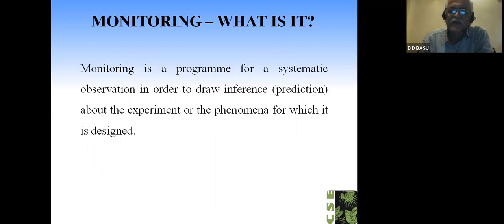Monitoring program: a systematic observation in order to draw inferences about the experiment or the phenomena for which it is designed. That means they have stations from where you collect the water, or measure things in air or noise. And then you observe what flora and fauna are there. And then you do experiments, that is, you collect the water and do laboratory experiments.